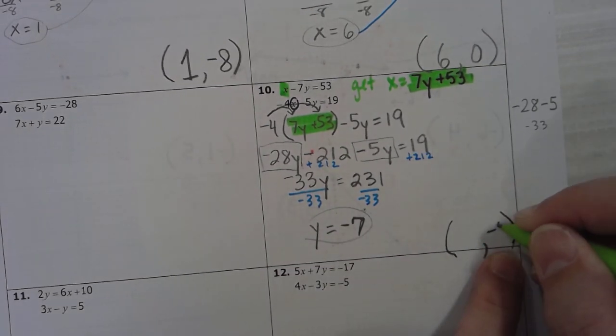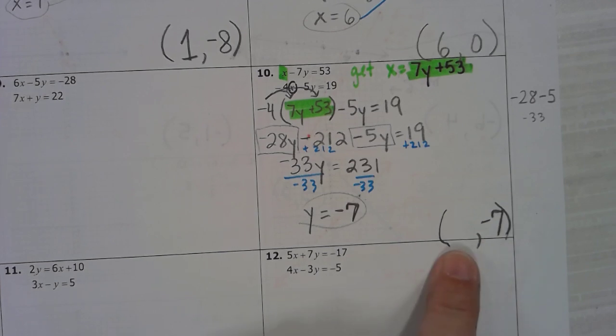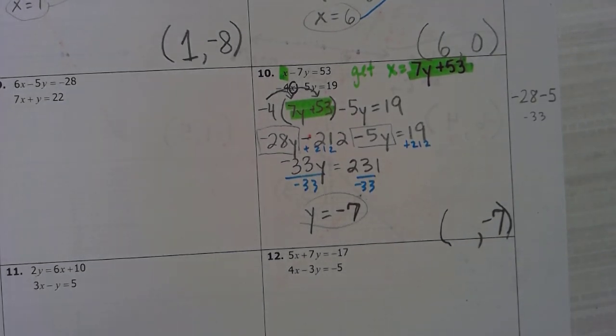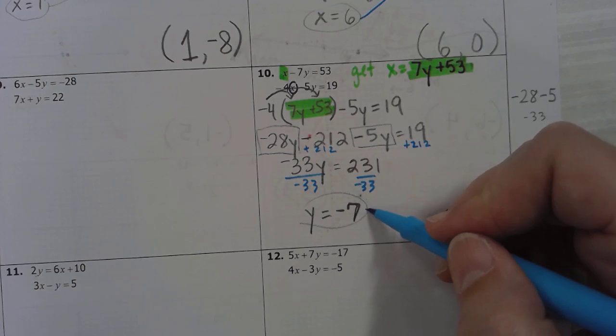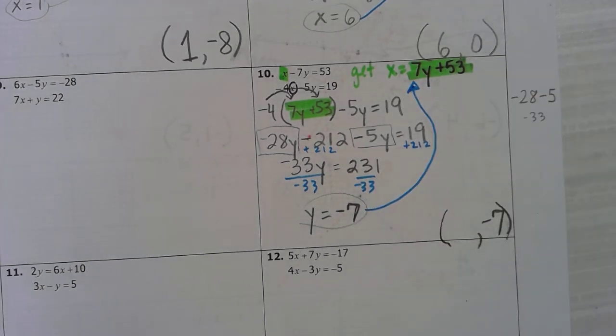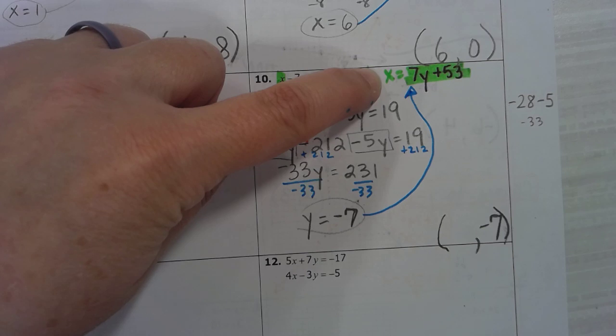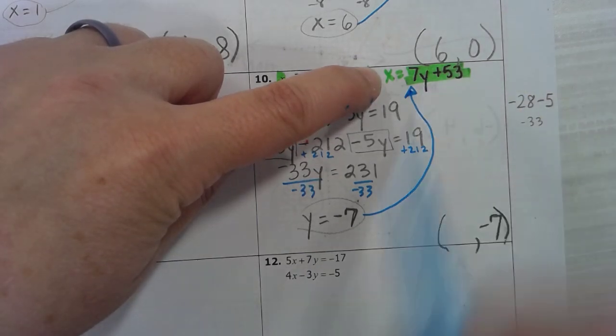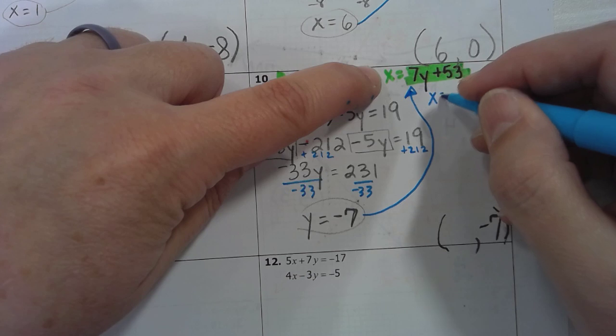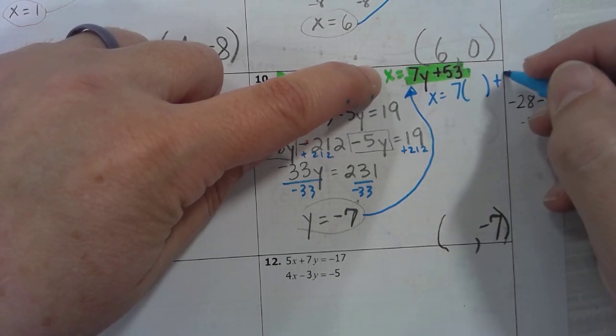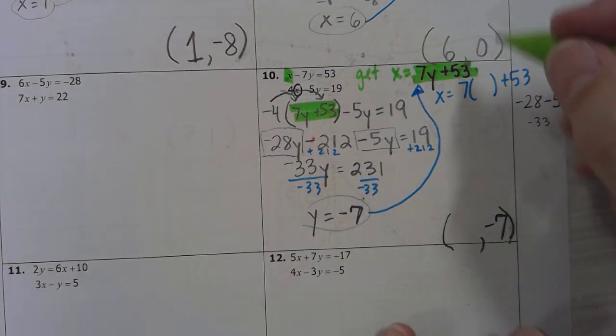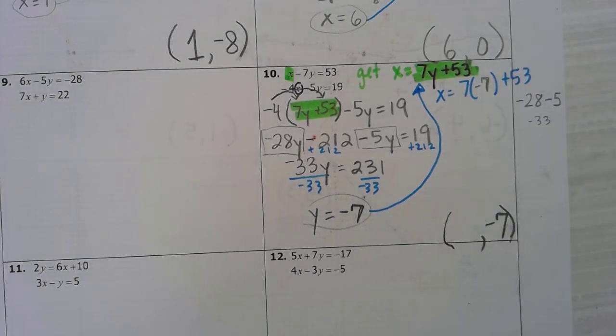So in this y spot, that's going to go at the back here. We're going to put the negative 7, and then we got to figure out what x is. So where could we put that negative 7 to solve for x? Do you see right here where it says x equals all by itself? So if we put our negative 7 back here, that'll give us our answer. So x is 7 times whatever plus 53. 7 times negative 7, negative 49, plus 53. 53 take away 49, 4.